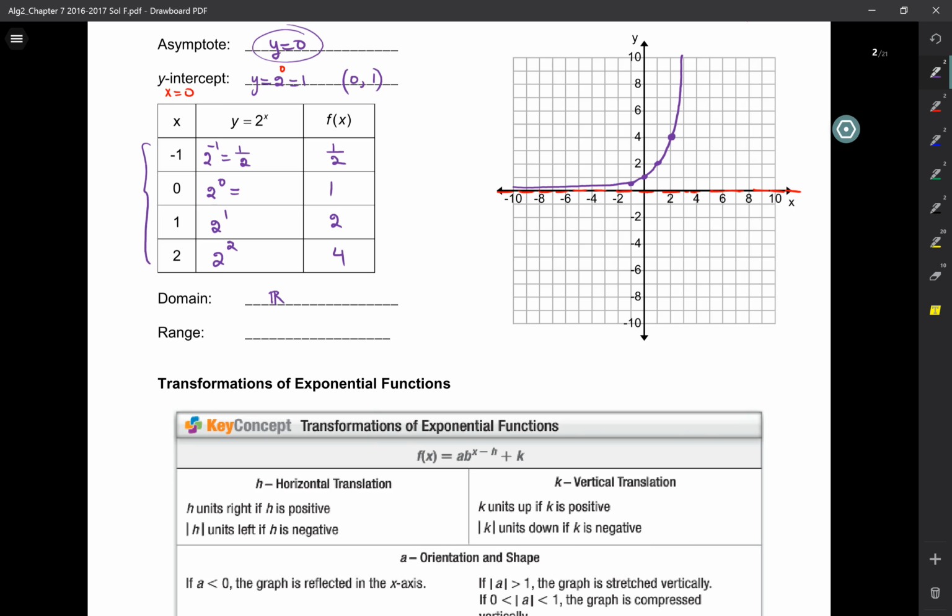Okay, the range. Y is greater than 0. Can I say y is greater than or equal to? No. Will it be wrong if you do? Yes.